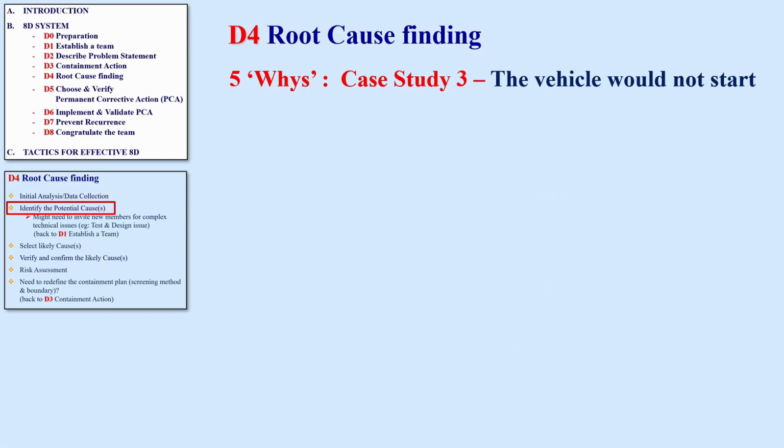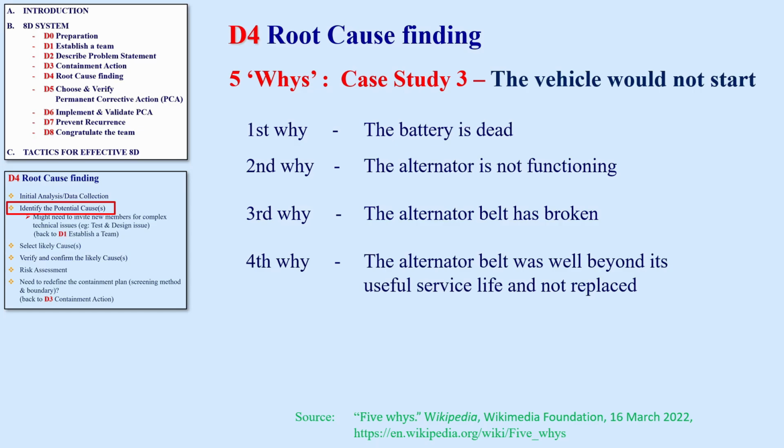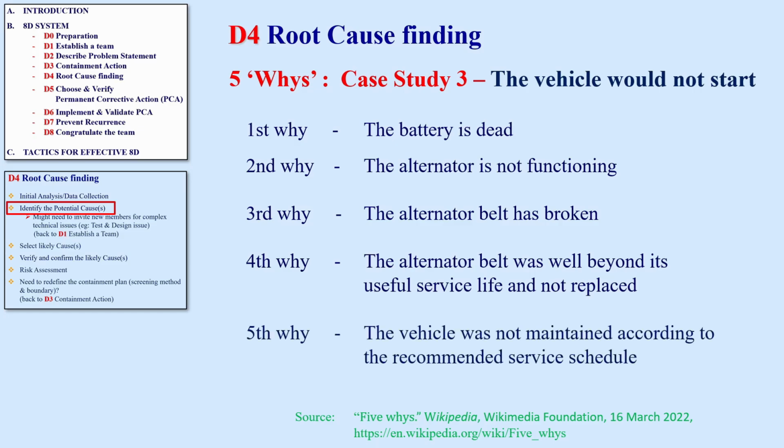This third example, the vehicle would not start, is a case study shared by Wikipedia. First Y, the battery is dead. Second Y, the alternator is not functioning. Third Y, the alternator belt has broken. Fourth Y, the alternator belt was well beyond its useful service life and not replaced. Fifth Y, the vehicle was not maintained according to the recommended service schedule.